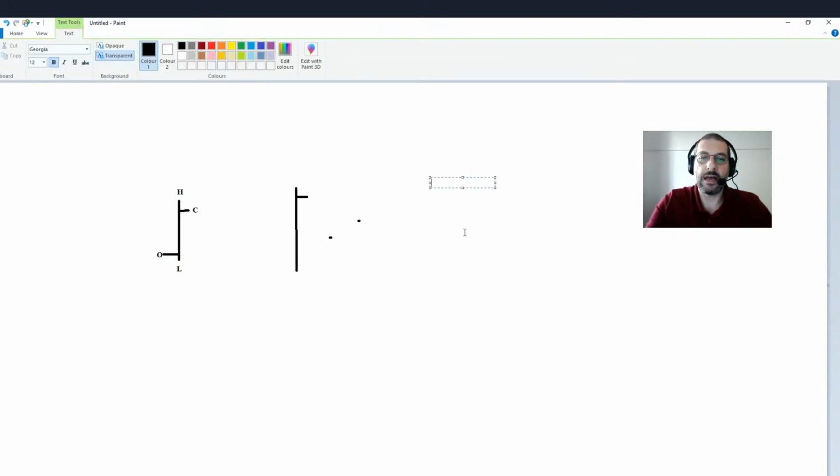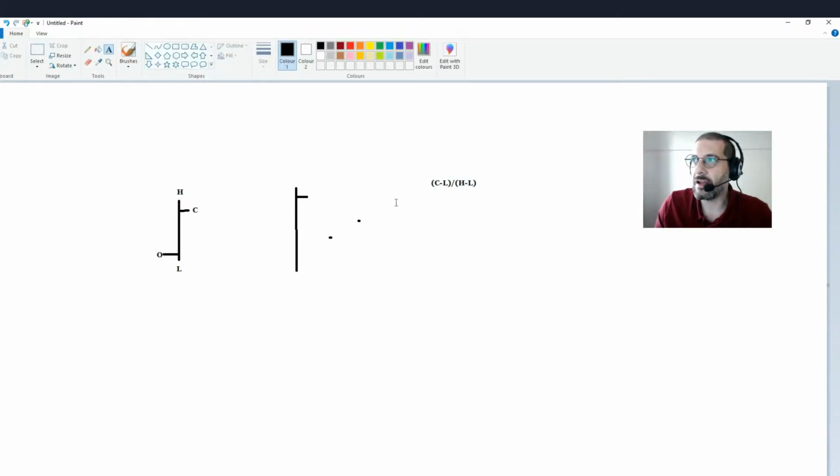We can make it the close minus the low. Let's put that in brackets. Close minus the low, divided by the range, which would be the high minus the low. So what I'm saying is the closer C gets to H, the stronger the positive momentum to the upside. The closer C gets to the L, the stronger the momentum to the downside.